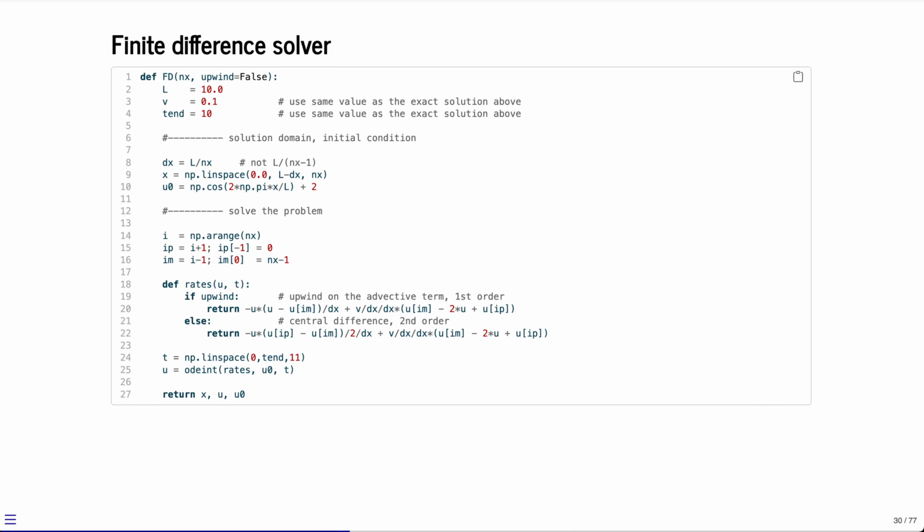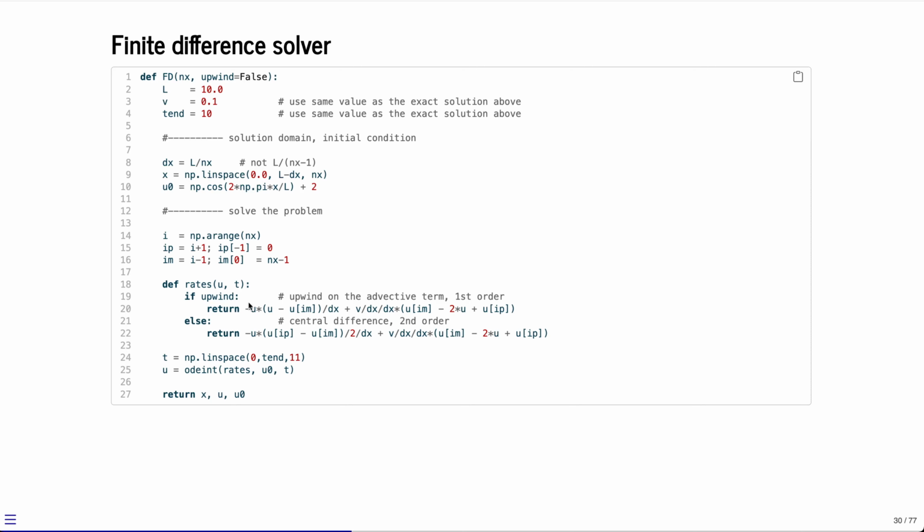Okay, so now we can compare this to a finite difference solver. So here we've written a function for a finite difference code, and we're going to use upwind on the advection term, and we're going to use central difference on the diffusive term, but we're going to look at upwind or central difference on the advection term. So kind of doing two methods.